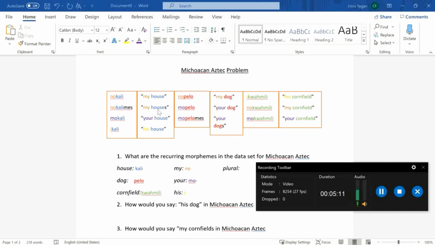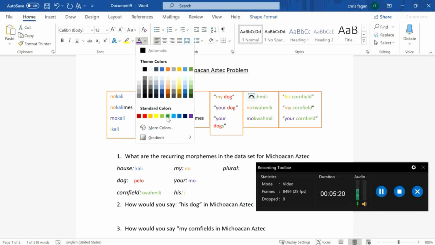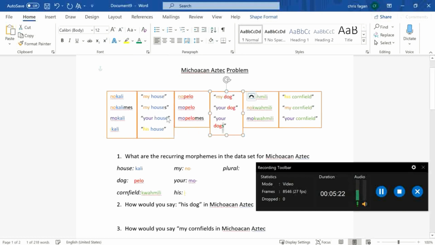Those are the only two pieces of data that I appear to have for the plural. So I look at these, right? And I'm going to do this as a bright green right there. Your dogs, your houses. And do I see any morphemes recur with this meaning? And I do, nice and simple. Kali mes, mo pelo mes. So it looks like I add a suffix, mes, to make the plural in Michoacan Aztec.